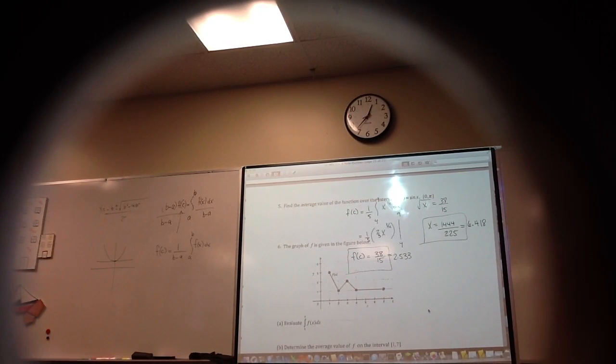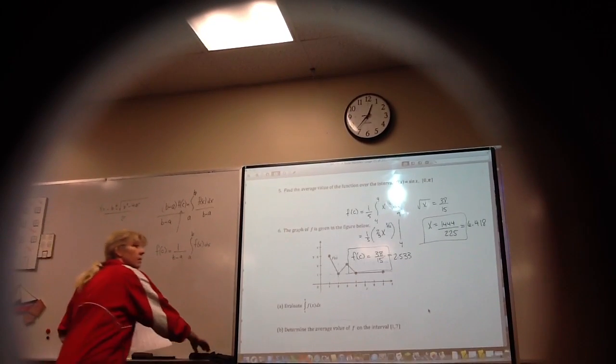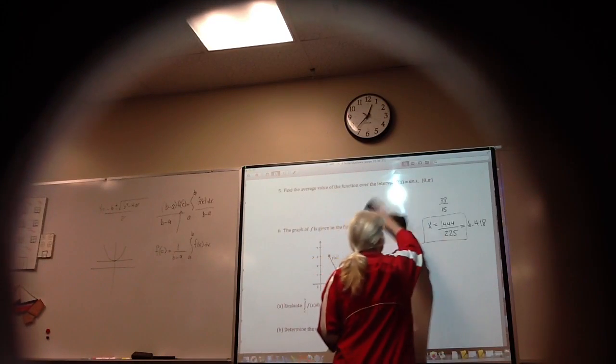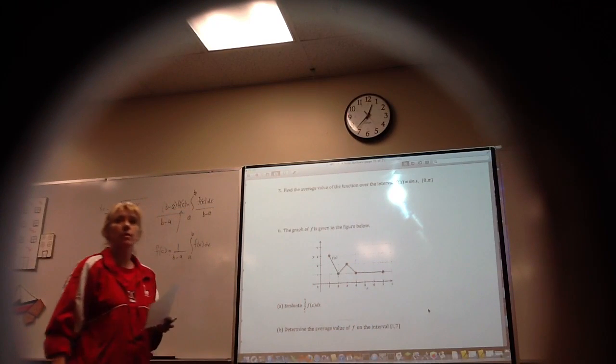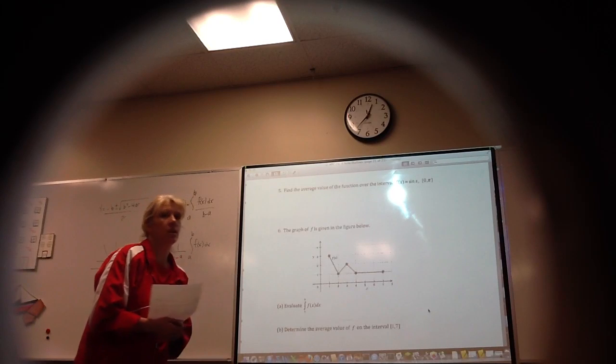Okay, let's go on. The reality is you're going to have trigonometry in there. So let's go to number 5. Find the average value of the function f of x equals sine x on the interval from 0 to pi.